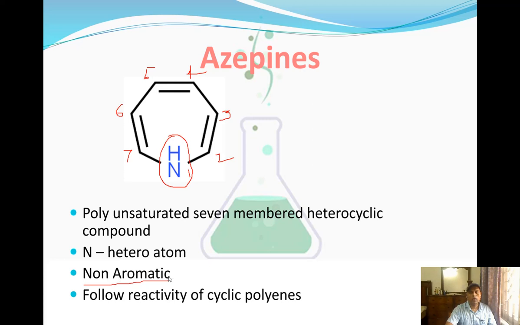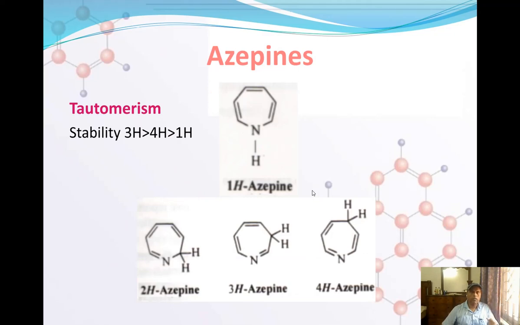It is a non-aromatic compound. So how will it react? It follows the reactivity of cyclic polyenes. Polyenes with double bonds, right? These are polyenes. It is a cyclic polyene with double bonds or dienes, right? Like the other cyclic polyenes, it will follow the same reaction similarity with the other ones.